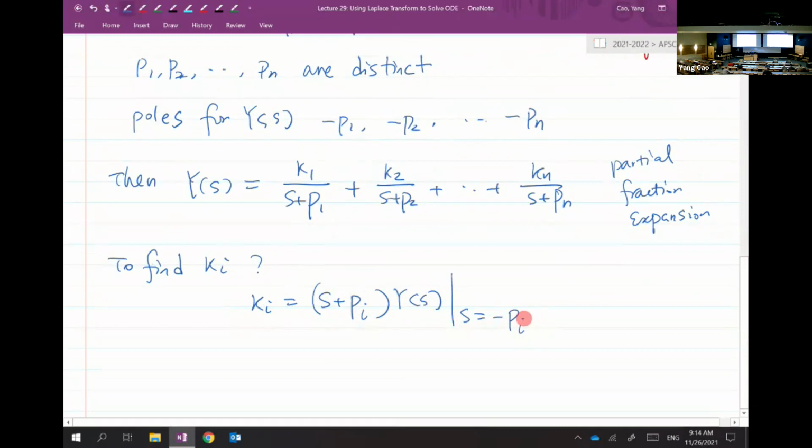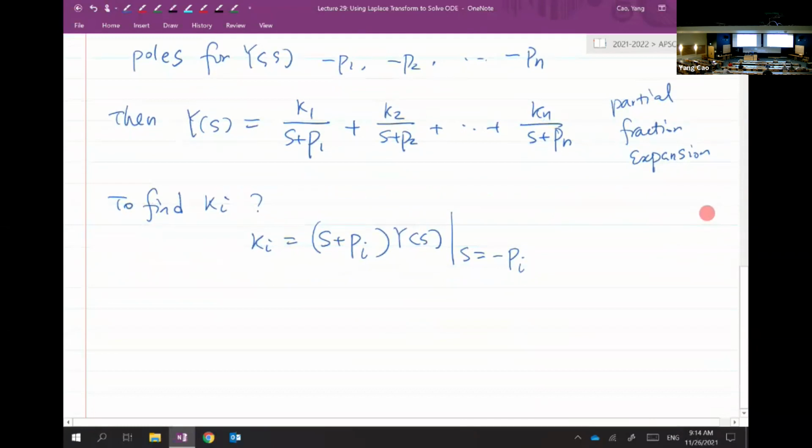So after you multiply (s plus pi) with Y(s), for the rest of the expression, replace s with negative pi. That's how you can get the constants for the numerator, or somebody calls them coefficients. Okay, so I'll show you an example next. This is basically the first case. So let's take a look at an example.